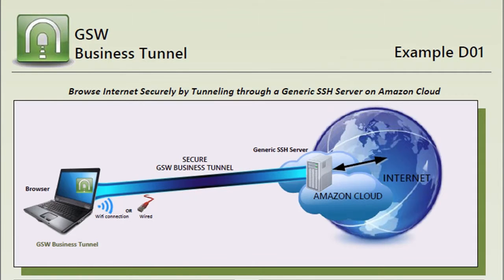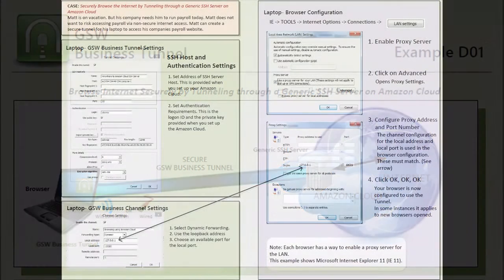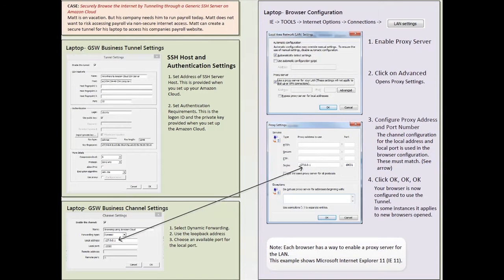To use the business tunnel, we need access to an SSH server. For Matt's case, we will use an SSH server on the Amazon cloud to which he has a subscription. I will show you how to configure the Georgia Softworks business tunnel in 3 easy steps.